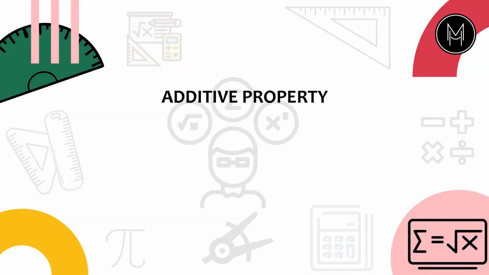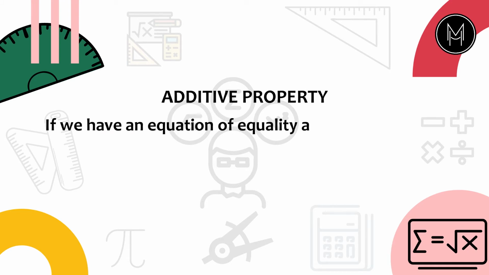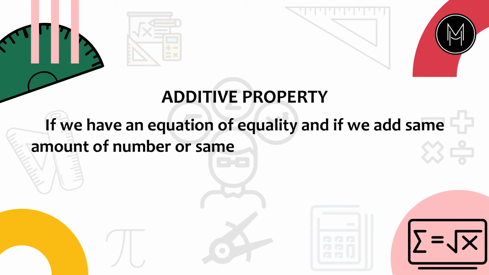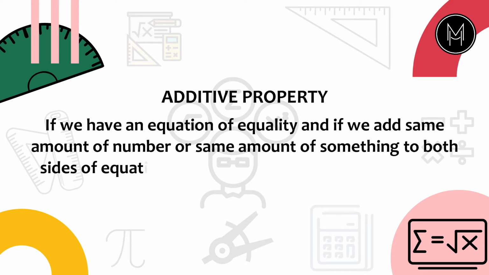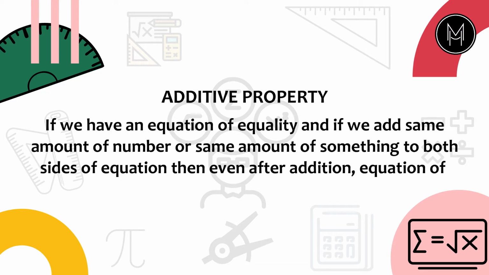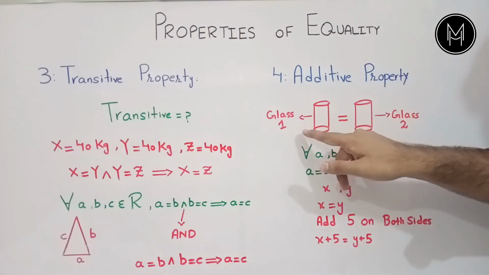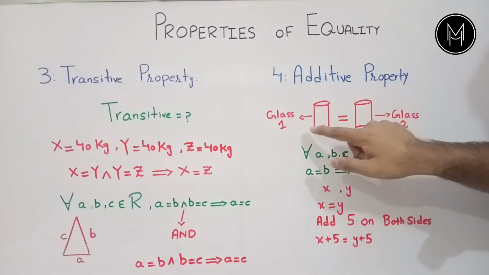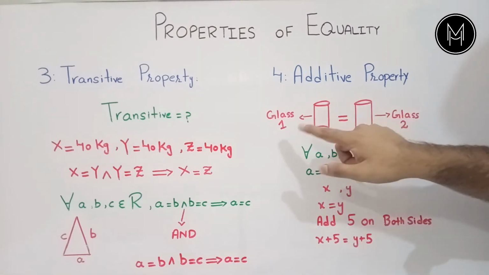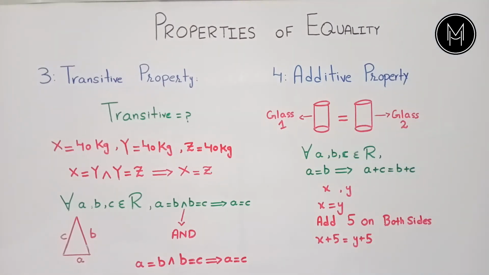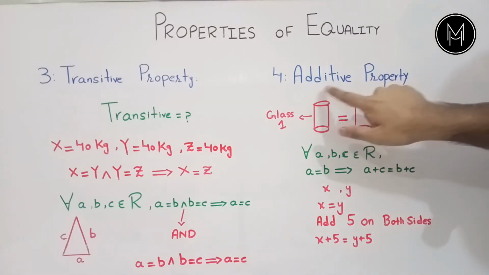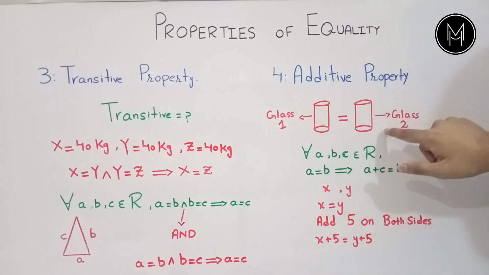Basically, the additive property says if we have an equation of equality and we add the same amount of a number or the same amount of something to both sides of the equation, then even after addition, the equation of equality still remains true. Equality will be true even after addition. For example, let's say we have two empty glasses that are equal in weight, glass 1 and glass 2 are equal. Now if we add the same amount of water, let's say 5 liters of water, to both glasses, then even after addition the weight of the glasses will be equal according to the additive property.